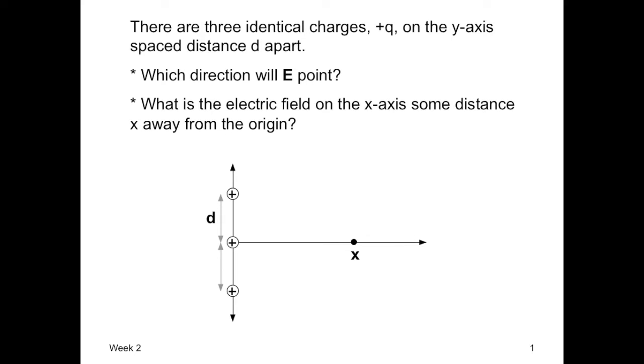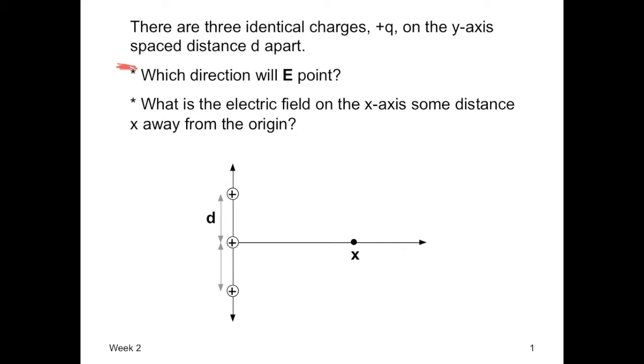Now that you're all warmed up mathematically, let's do a harder problem. This one is all you guys. Here's a situation where you've got three identical charges lined up on the y-axis. I want you to figure out what is the electric field at position x. So start by figuring out what direction that electric field is going to point.